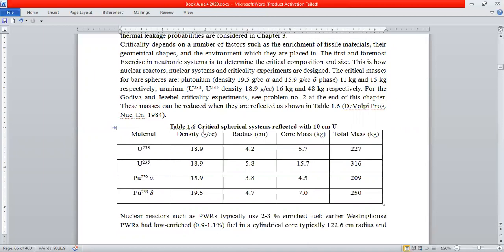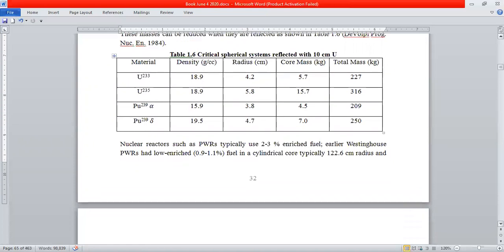But these are the critical spherical systems which are reflected by 10 centimeters of uranium. If you reflect it, then you can reduce the core mass from 50 kg down to much less. A plutonium critical mass could be made at 4.5 kilograms if you surround it by 10 centimeters of uranium. Of course, it would weigh very heavy. So critical assemblies can be designed.